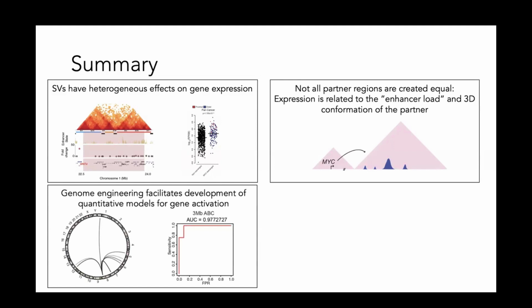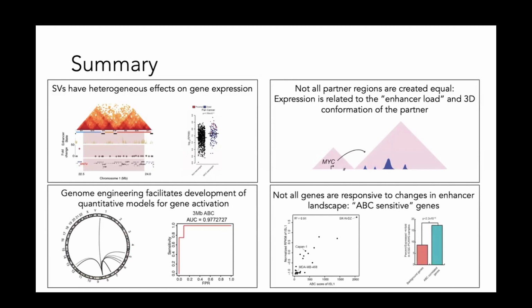But I think what this allows us to do is begin to think about building predictive models to assess or predict when a structural variant will have an impact on a nearby gene, which I think has potentially really interesting applications for personalized medicine in cancer.